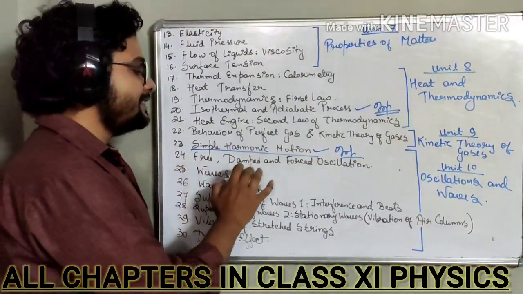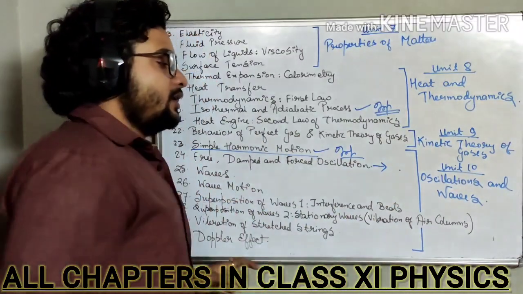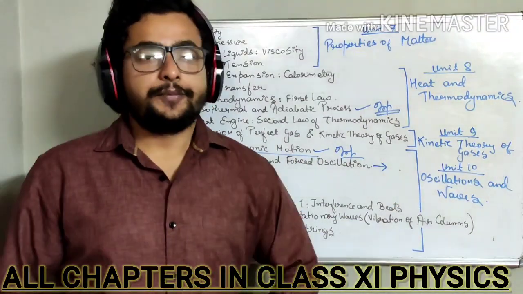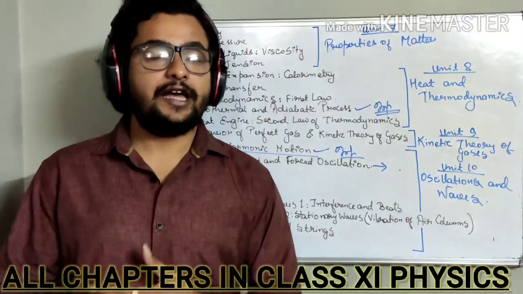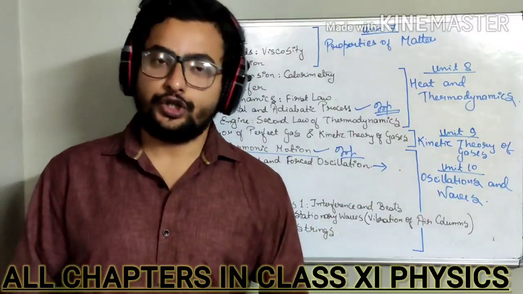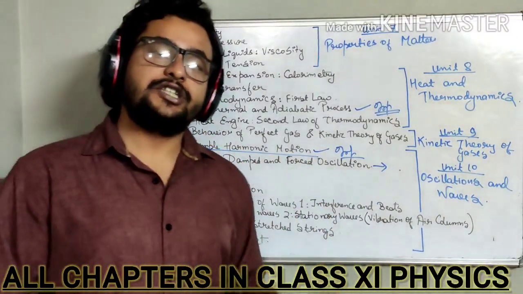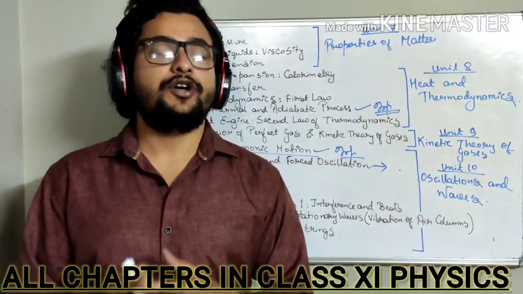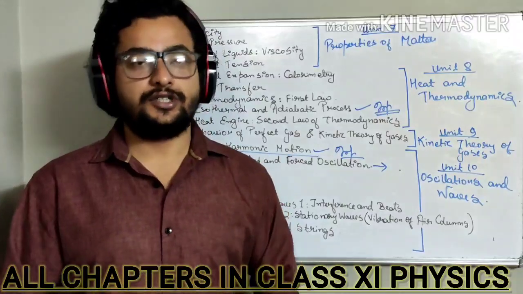The next chapter is free, damped and forced oscillation. Now this is the only chapter over here which I think, and every year I have seen this one, will be the easiest for you to understand. Free, damped and forced vibration. Why? Because this chapter is exactly the same that you have read in class 10. Yes, it is exactly the same. There is nothing new in this chapter.